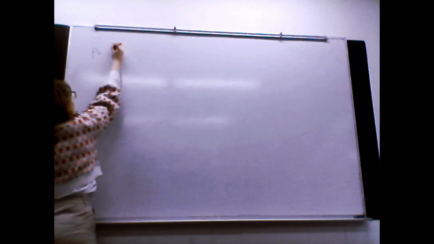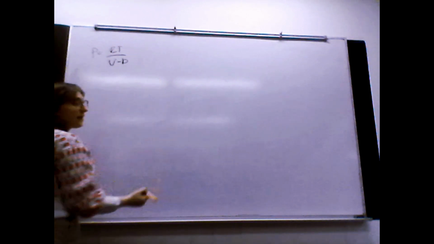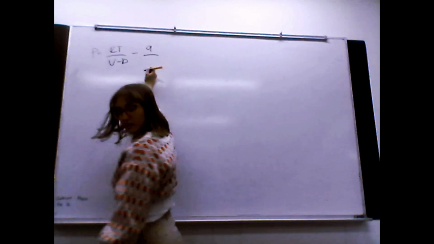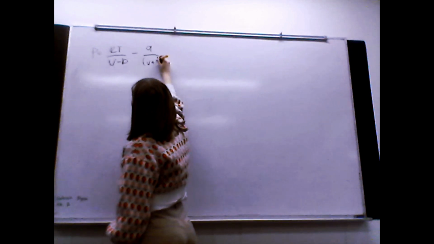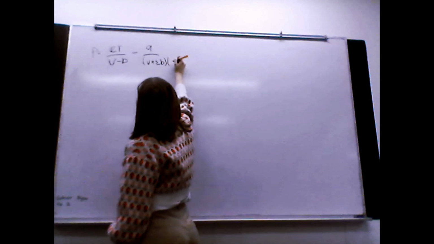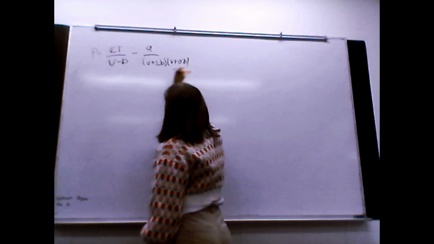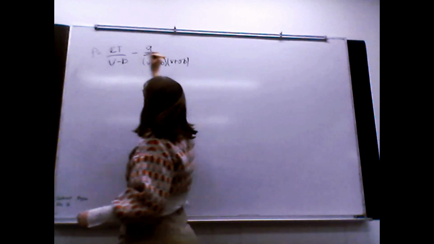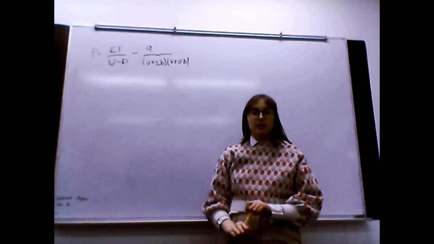P equals, I think it is, RT over V minus B, okay? And then minus A over (V plus epsilon B)(V plus sigma B). Okay, so we wrote down our equation. So we want this in terms of compressibility.